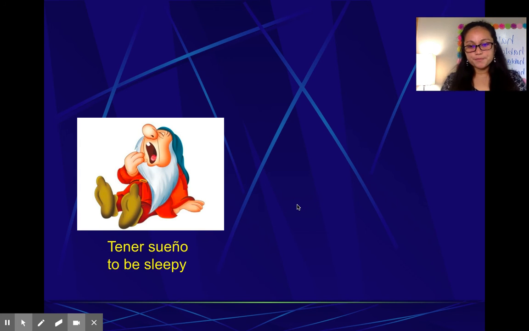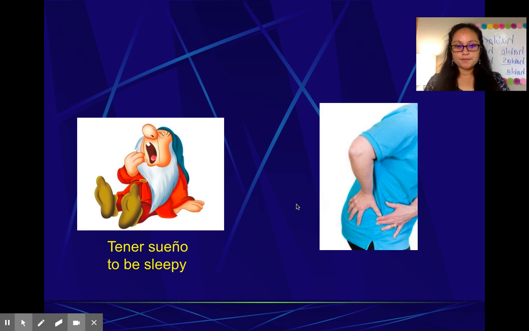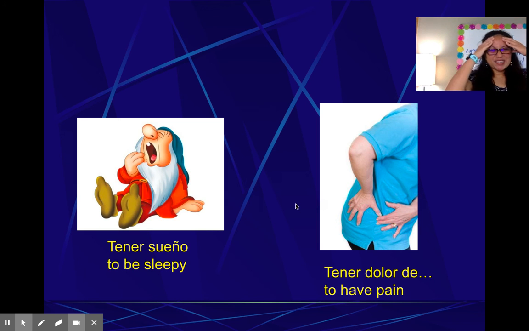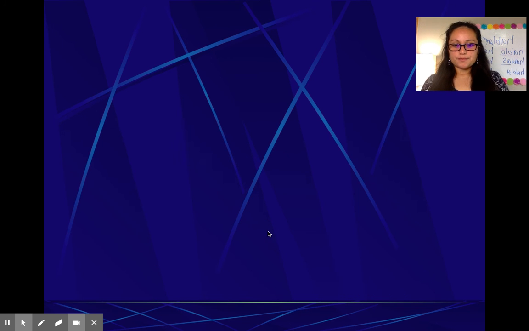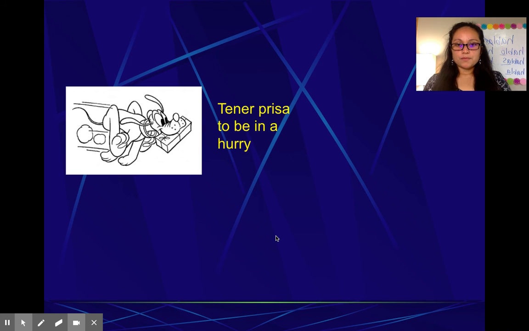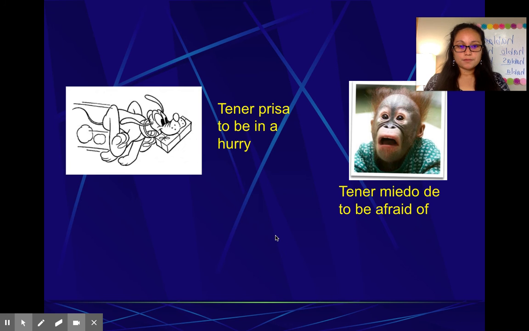Tener sueño y tener dolor de. To have pain. So my head hurts. Tengo dolor de cabeza. I have a headache. Tener prisa. Tener miedo de. To be afraid of.